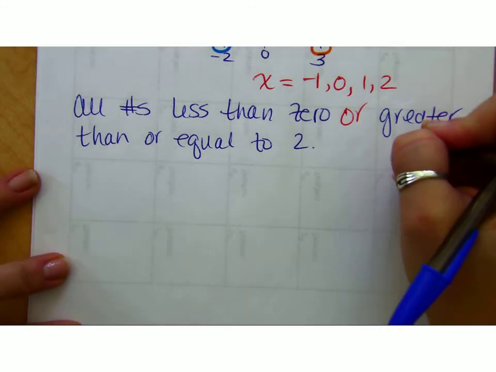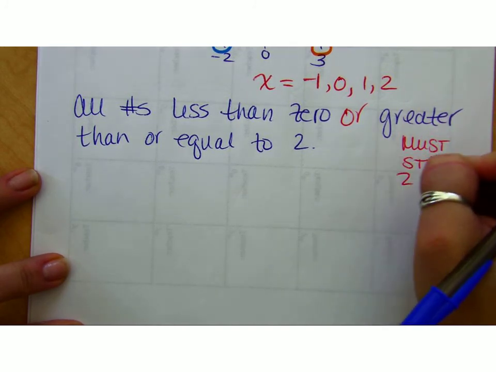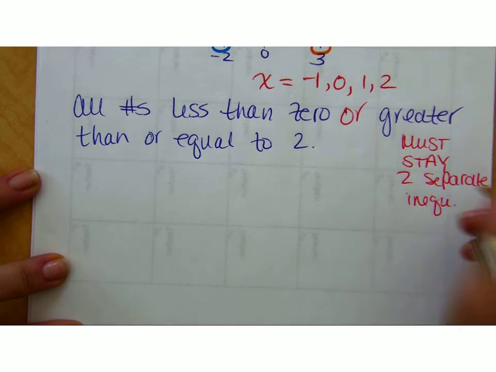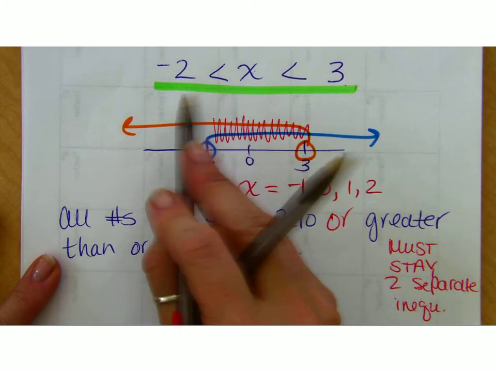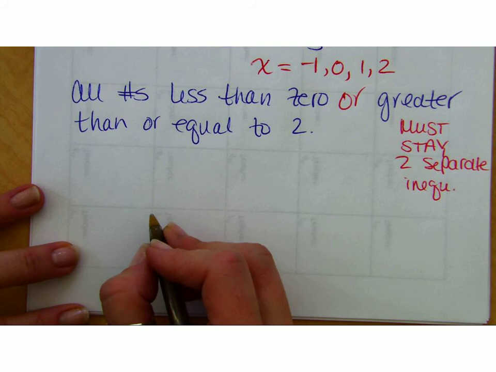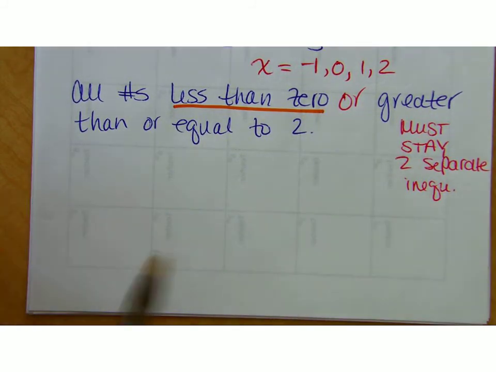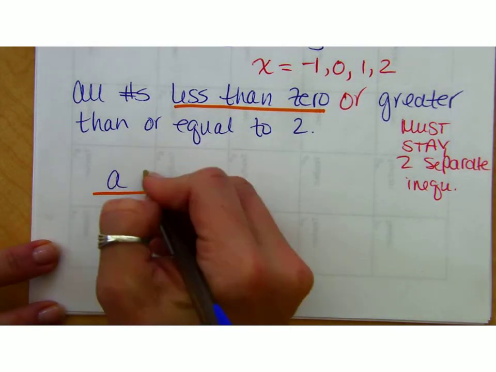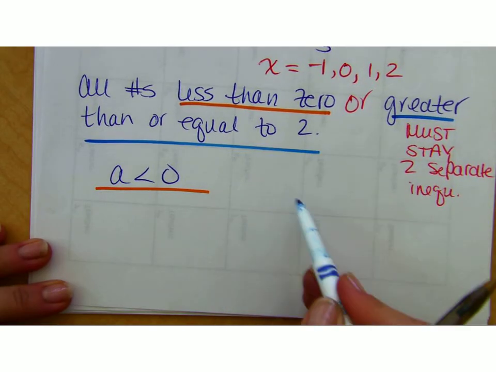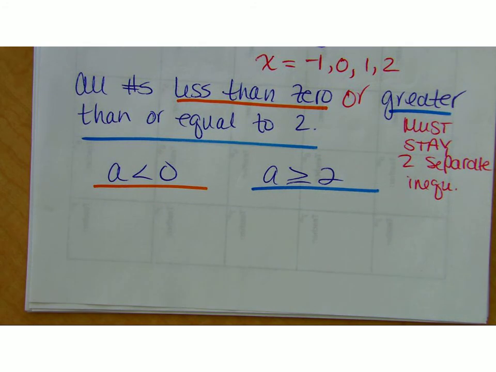Ors must stay as two separate inequalities. You cannot combine them into that. Okay? Piece of cake then. So all I'm doing is taking this one, which is less than 0, and putting it here. Then I want to take this next one, greater than or equal to 2, and put it here. I can't combine it because it's an or.